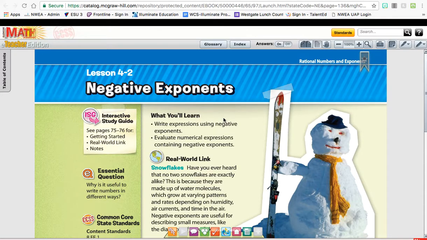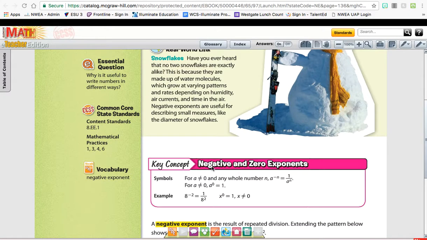In Lesson 4.2, we're looking at negative exponents, and you'll be able to write expressions using negative exponents and evaluate numerical expressions containing negative exponents. For your note sheet, you have this key concept of negative and zero exponents. Make sure that you fill in the notes with what a to the negative n means. A to the negative n is equal to 1 over a to the positive n.